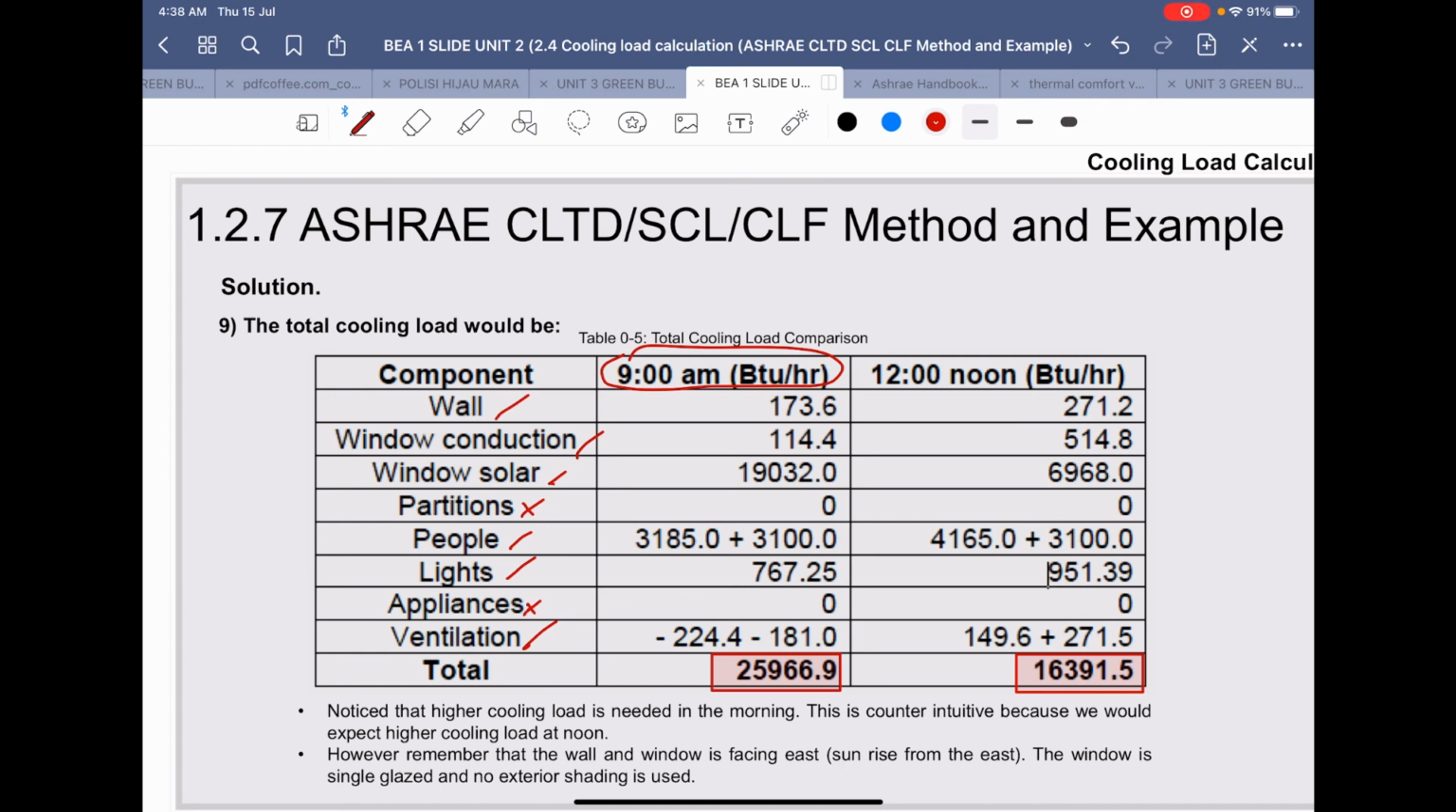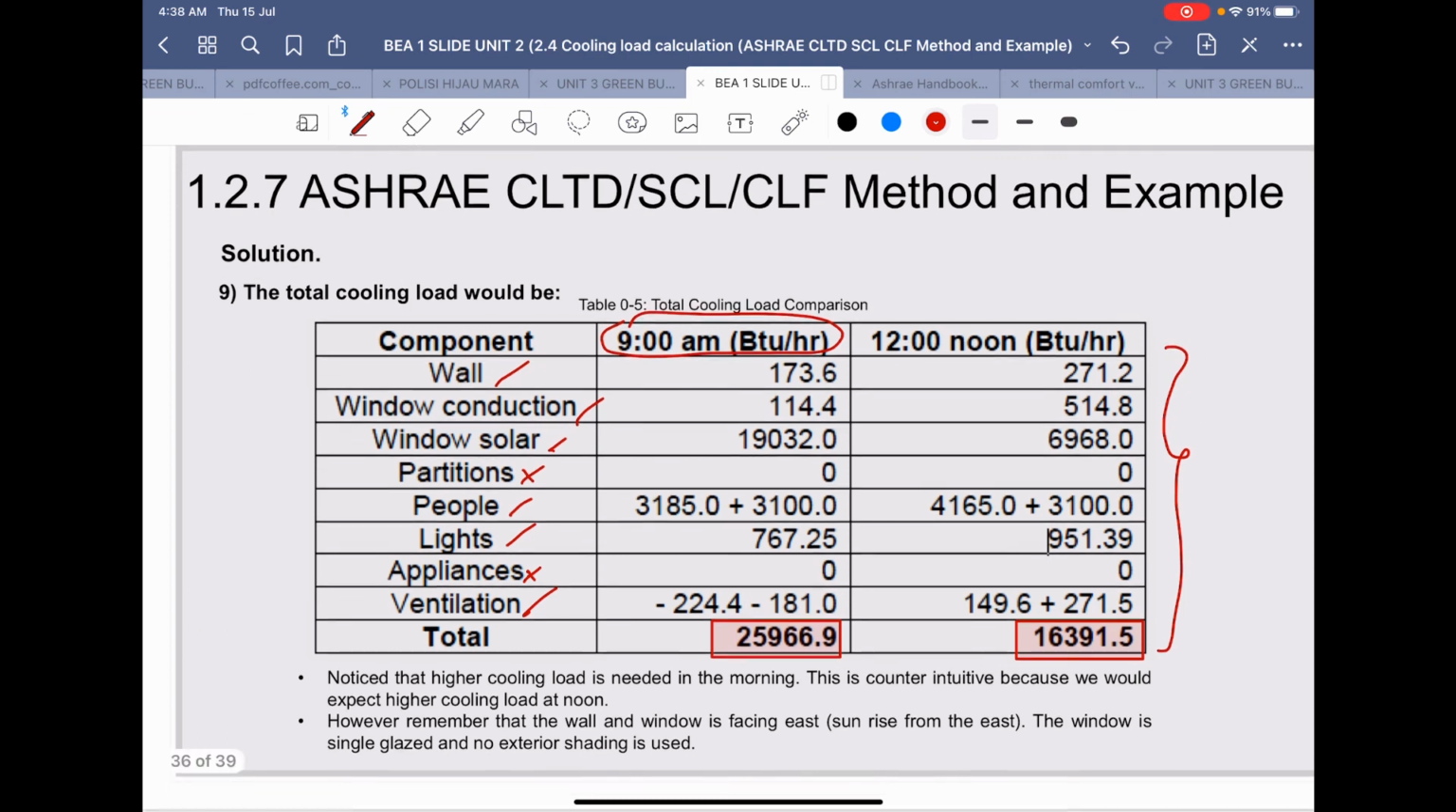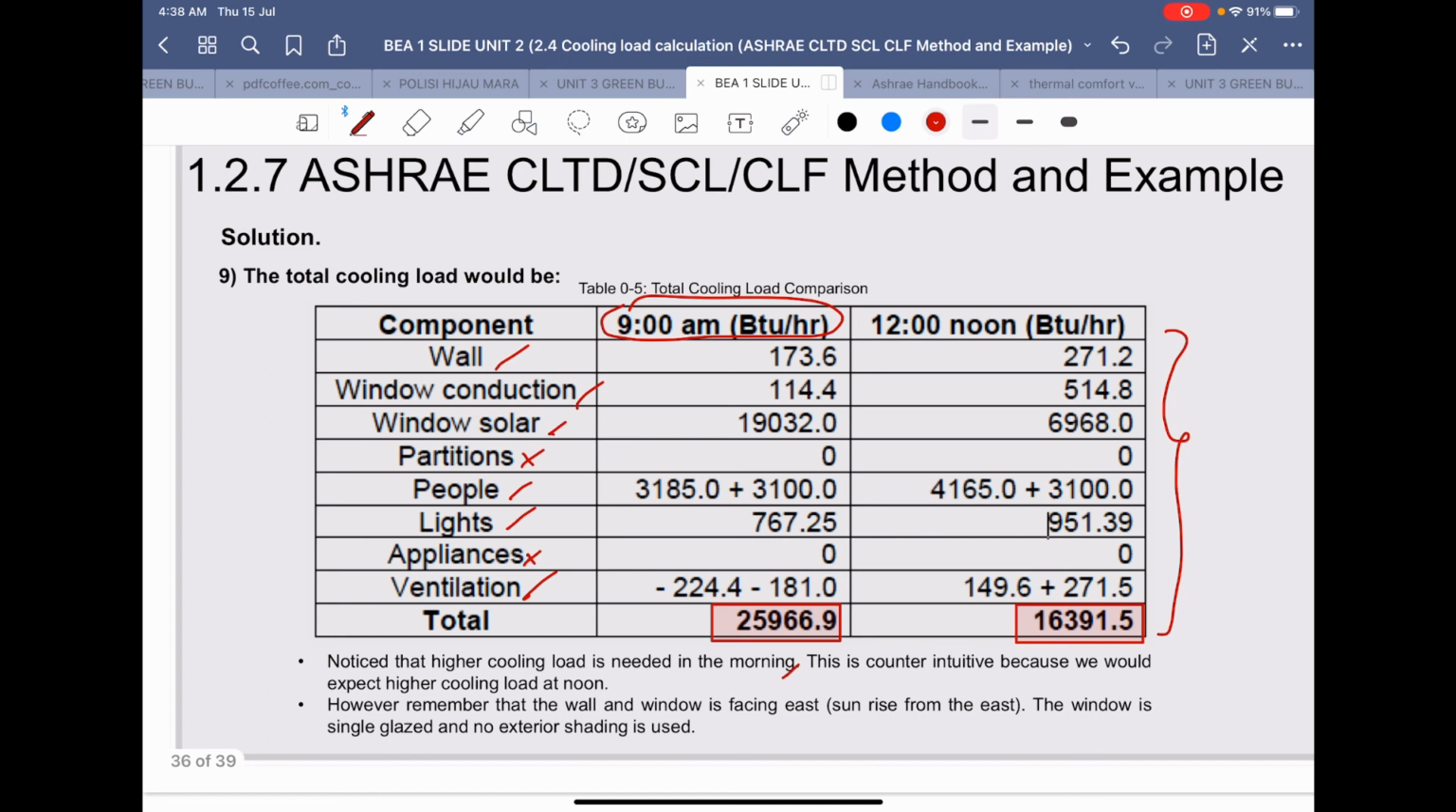25,966.9 BTU per hour. Then we total up all together also for the 12 noon, and we got 16,391.5 BTU per hour. This is the difference in cooling load at 9 and 12 noon, as we can see. So we notice that the higher cooling load is needed in the morning. This is counterintuitive because we expected a high cooling load at noon.